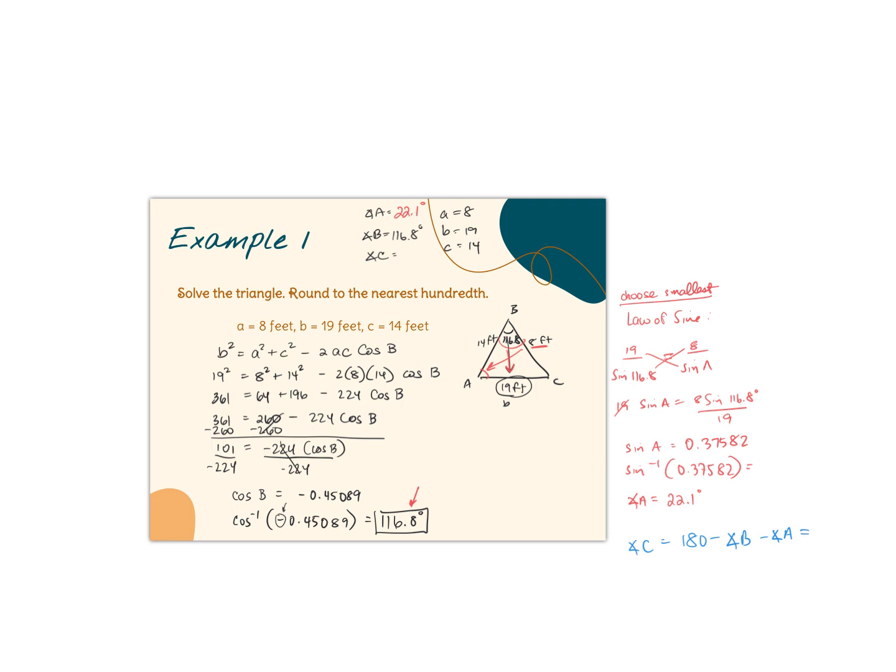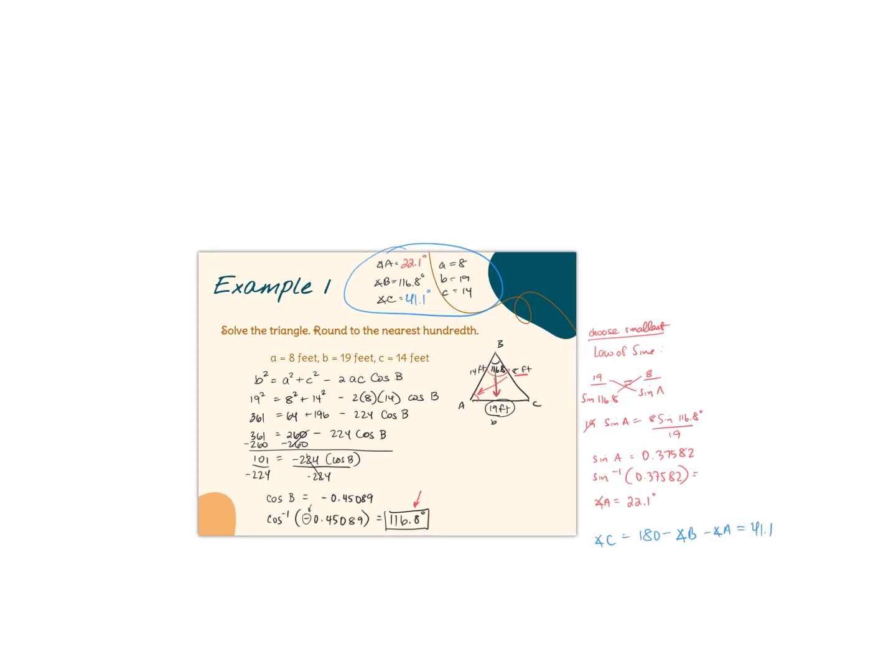No need to work extra. 180 minus 116.8 minus 22.1, and I'm going to get 41.1. And so 41.1 degrees is my third and final angle. I've just solved the triangle.